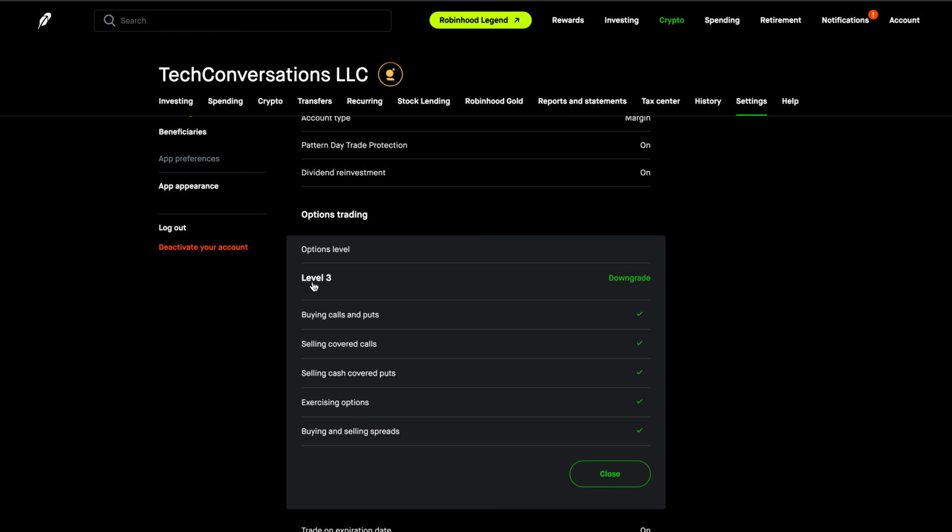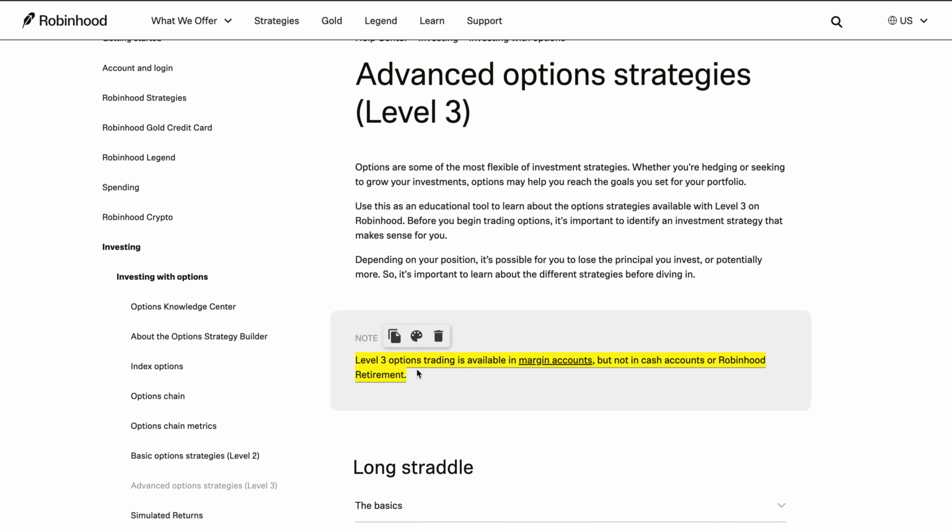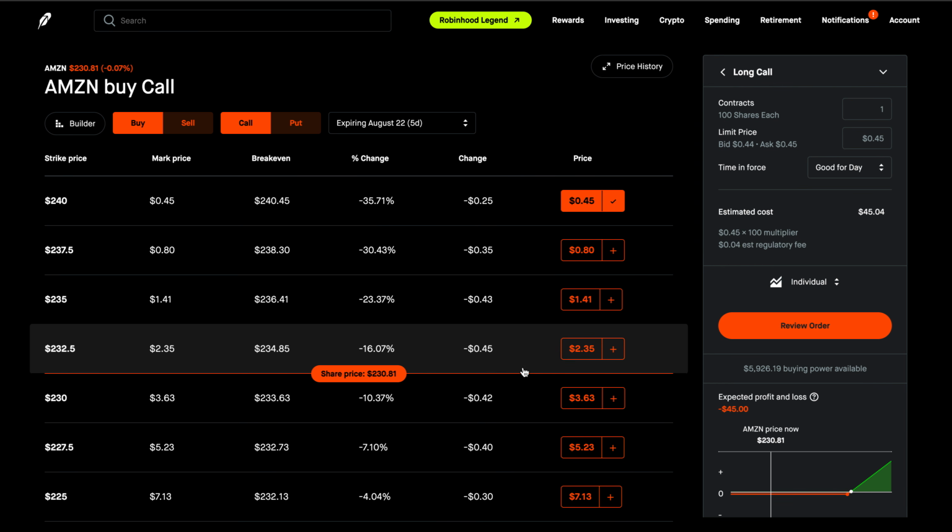Keep in mind as well, if we take a look here, level 3 options trading is available in margin accounts. But like we already mentioned, it's not available in Robinhood retirement accounts, and it's also not available in cash accounts. So you also need to make sure that you're on a margin account so you can get access to level 3, which again is going to include these more advanced options trading strategies like iron condors, iron butterflies, credit spreads, debit spreads, put spreads, call spreads, all those things.